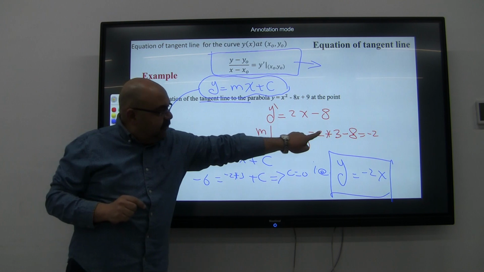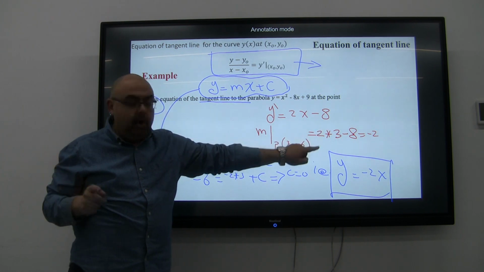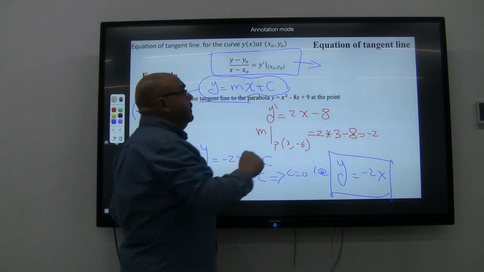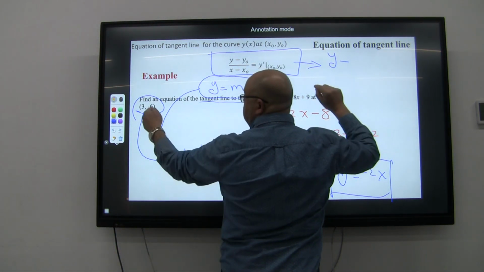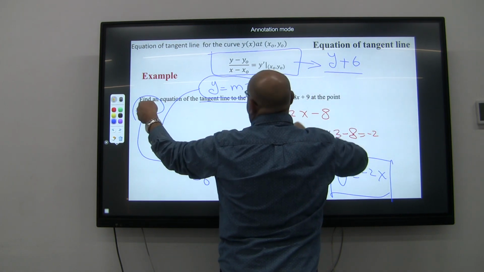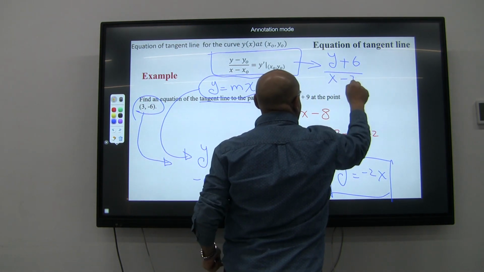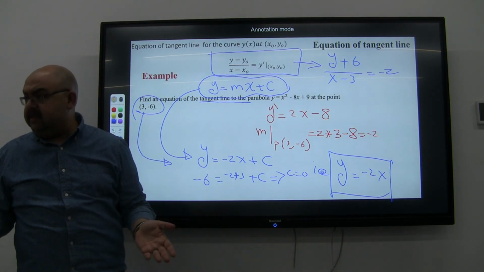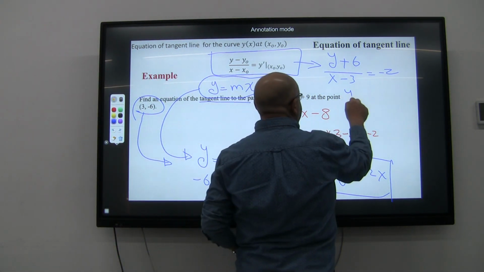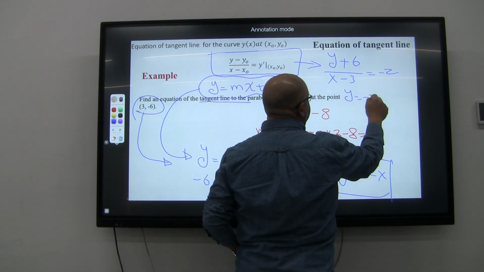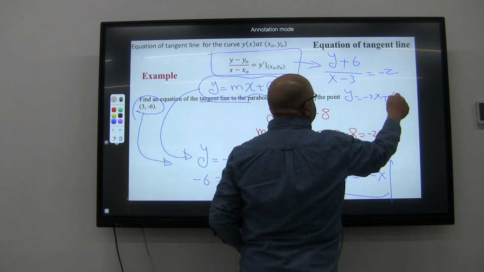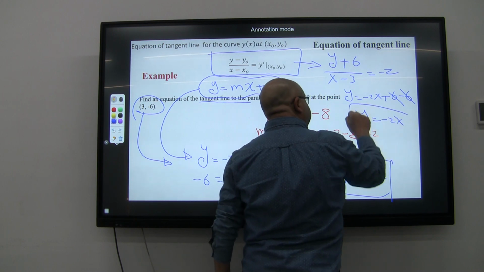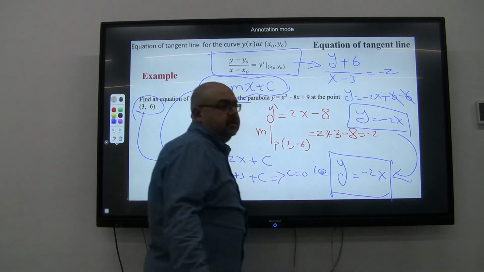Get first the slope, but instead of substituting in your straight line, I can substitute in this equation. Simply, it's going to be y minus y1, which is y plus 6, divided by x minus x1, x minus 3, equal to negative 2. Let's simplify it. You will have the same answer. It's going to be y equals negative 2x plus 6 minus 6. They will cancel each other. And this is the equation that you are seeking, which is exactly like this equation.